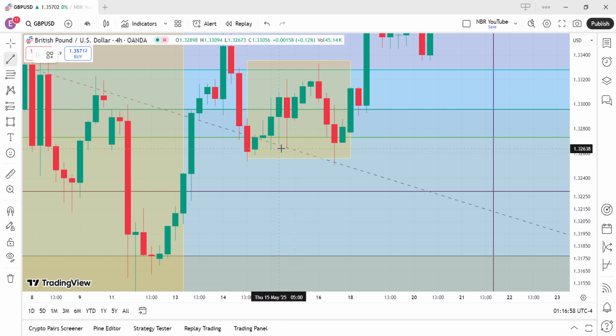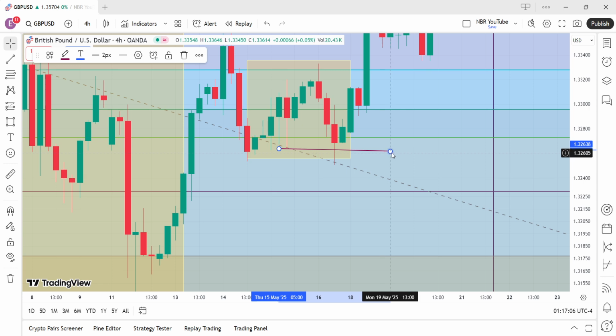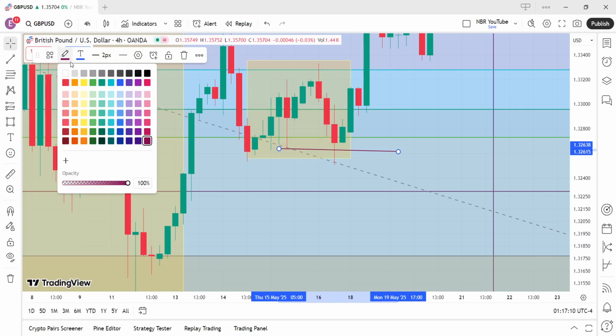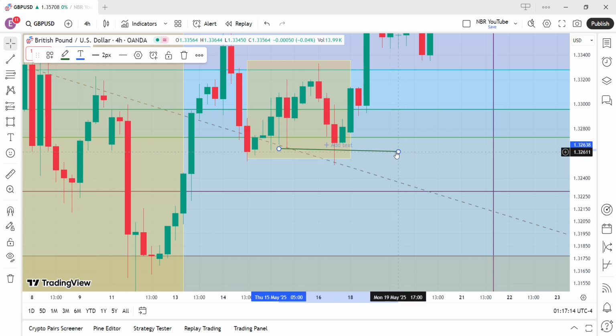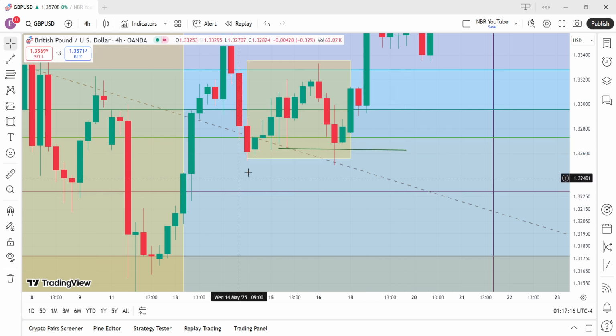I'm going to change the colors. I have here a swing low. Okay, change it into green. I have this swing low, and I have before it this swing low.